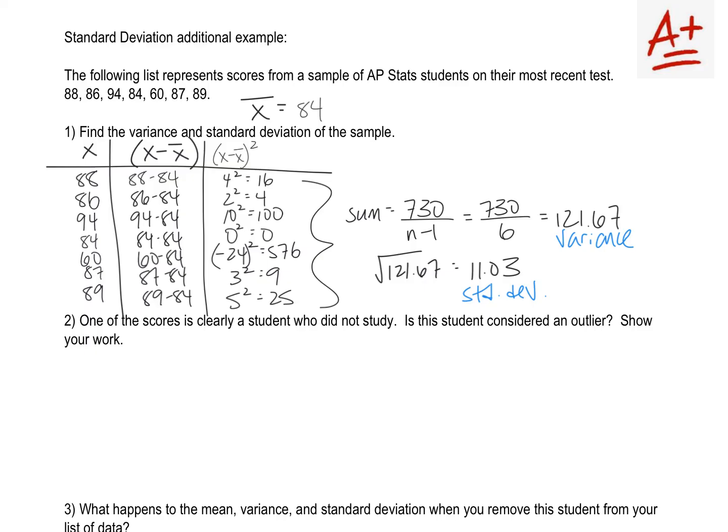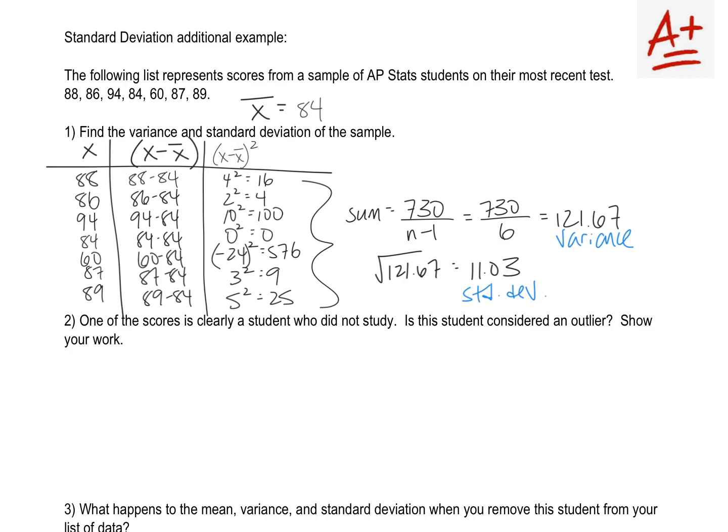And then just remember that you square root the variance to get the standard deviation, which is 11.03. And just remember what this 11.03 means. That means that on average, every single person scored about 11% away from the average. So that's kind of a big standard deviation if you consider test scores. You know, the average was 84, but how far away was maybe your score from that 84? 11 points, that's a lot.